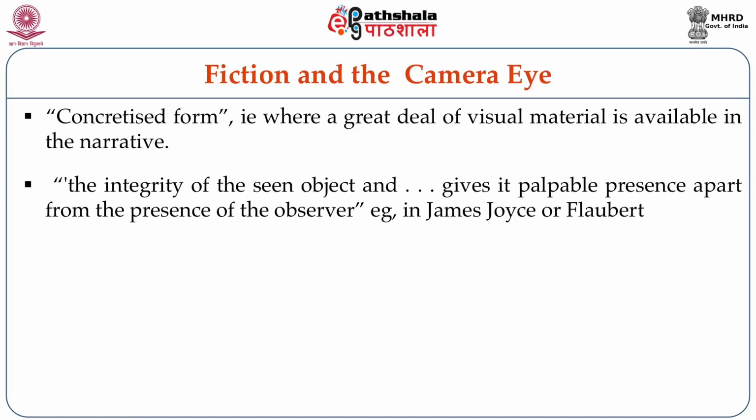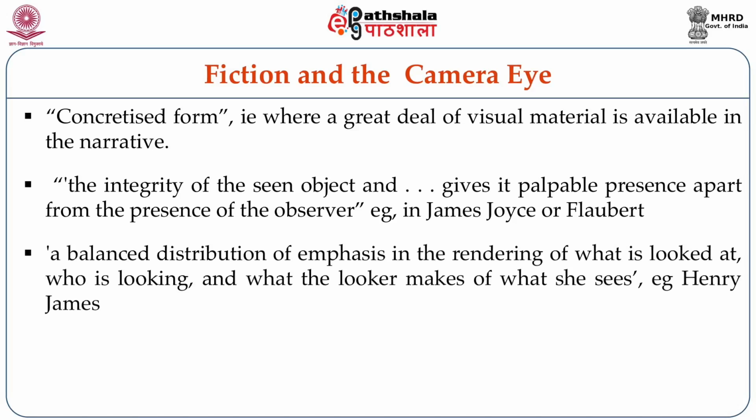The writers who are able to make the integrity of the scene object a palpable presence are, in his view, James Joyce or Gustave Flaubert. Henry James is an example of what he calls a balanced distribution of emphasis in the rendering of what is looked at, who is looking, and what the looker makes of what she sees. Thus, he shows us how fiction can be transformed into visual material through the concretization of form and through a balanced distribution of emphasis amongst characters.